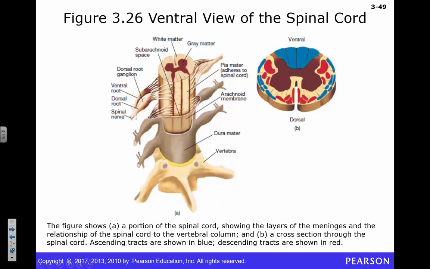Spinal cord, stuff goes up and down. Spinal cord is sort of an elevator. I mean, that's really it. Information from the periphery comes in and up. Information from your brain, motor commands, go down and out. That's what I want you to know.